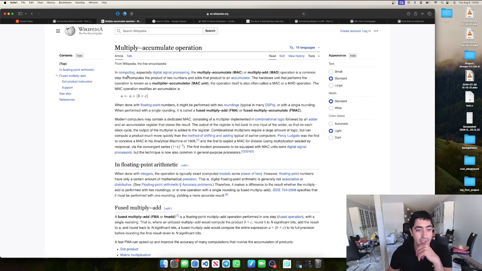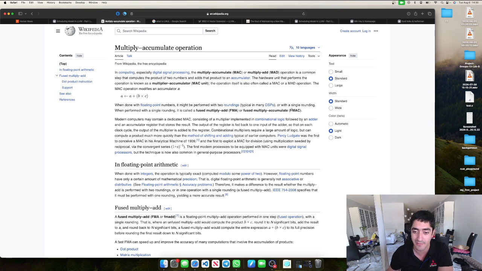Oh wow. In computing, especially digital signal processing, the multiply-accumulate, and multiply-add, MAC and MAD. Doesn't rhyme, but still. Operation is a common step that computes the product of two numbers and adds the product to an accumulator. The hardware unit that performs the operation is known as a multiplier-accumulator. The operation itself is also often called a MAC or a MAD operation. The MAC operation modifies an accumulator A. So when done with floating point numbers, it assigns to A the value of A plus B times X.